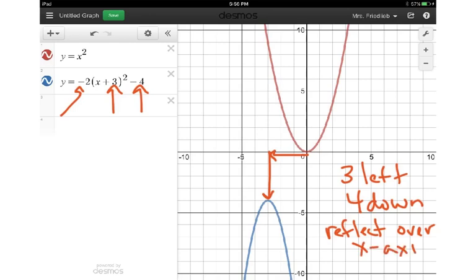But there's one more transformation, and that is that 2. The 2 is independent of the negative. It does something completely different. The 2 makes the graph vertically stretch. In other words, it's narrower. So there are 4 different transformations on this curve. 3 left, 4 down, reflect over x-axis, and stretched vertically. You don't have to graph it to be able to tell what the transformations are going to be.